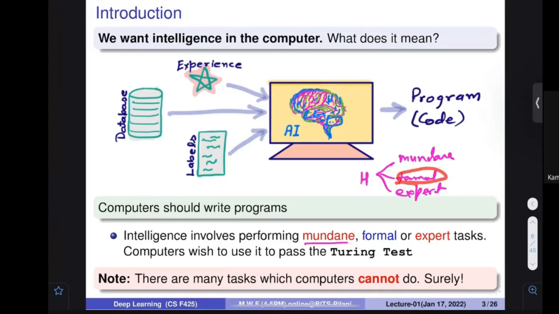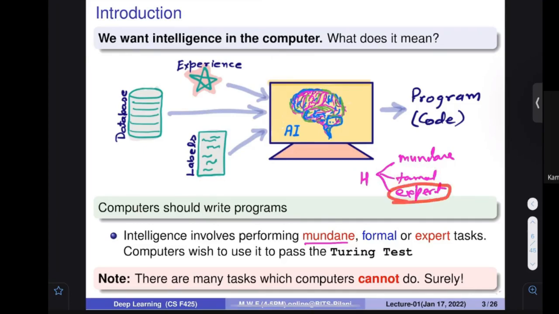Formal tasks are those tasks that when you do, you think you are doing some kind of intelligent task, such as chess playing, or attending this particular class. When I'm teaching something, you are receiving that, and you think, okay, I'm performing some intelligent task. If I give you a question, you solve that question, and at that time you think you are applying some kind of intelligence. Those are the formal tasks.